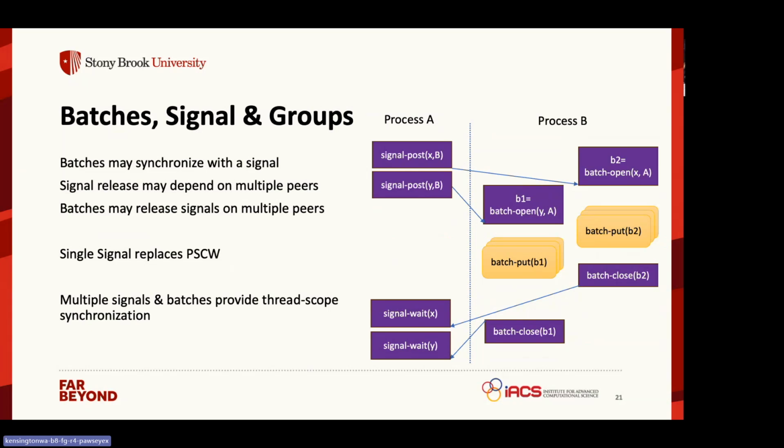And we can use different signals, right? When you create your window, you can say, well, I want to have 16 signals. Then process A could say, well, I'm going to use 2 of them, X and Y, and process B could actually use X and Y with different threads, for example. Each thread will do their own operations and then trigger different signals on process A. So that now we have multi-signal PSCW, multi-threaded.